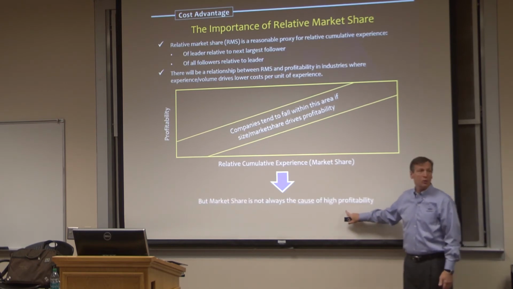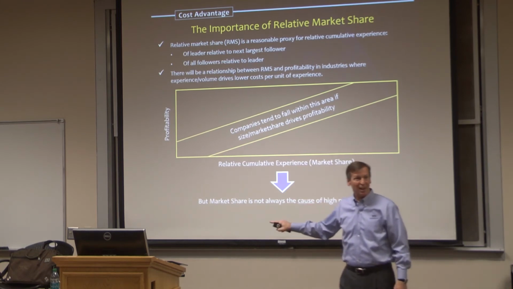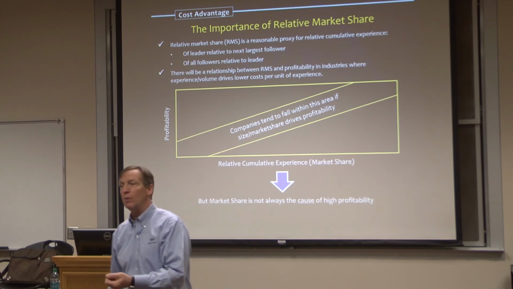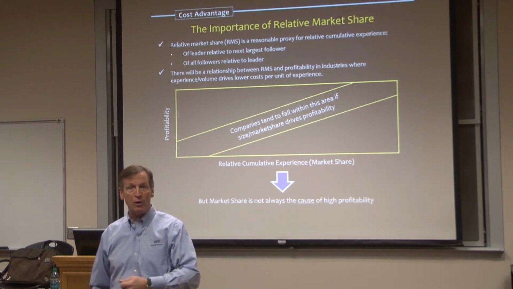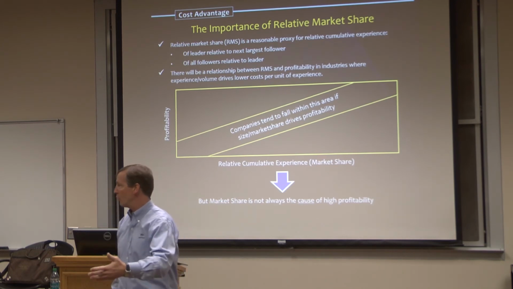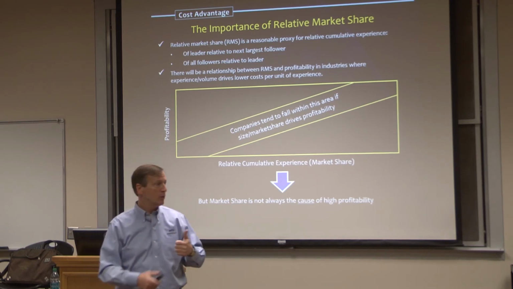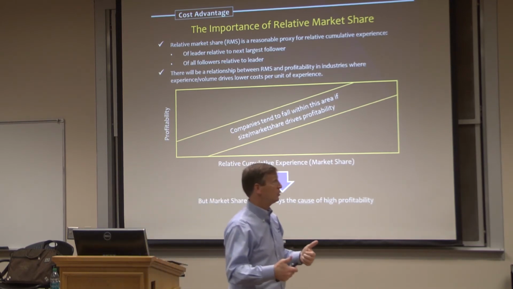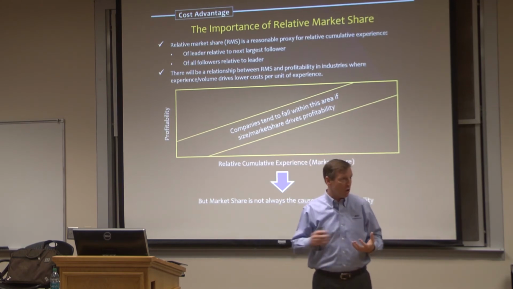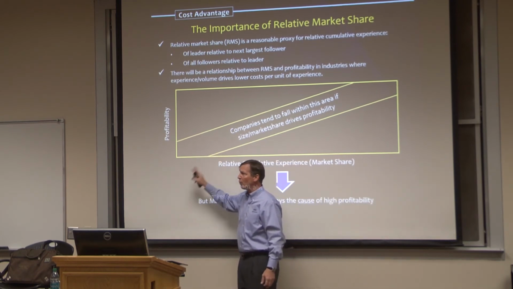However, market share is not always the cause of high profitability. So I think we talked about that like the second or third day. It could be that Toyota has emerged over the last 30 years as the leader in automobiles, not because market share drove profitability, but because high quality drove both market share and profitability at the same time. Sometimes there's a third variable, something that isn't on this chart that could be driving both. So just be aware of it.